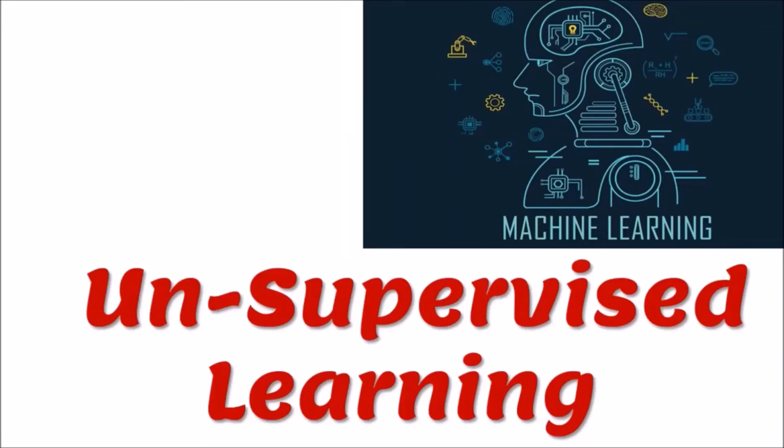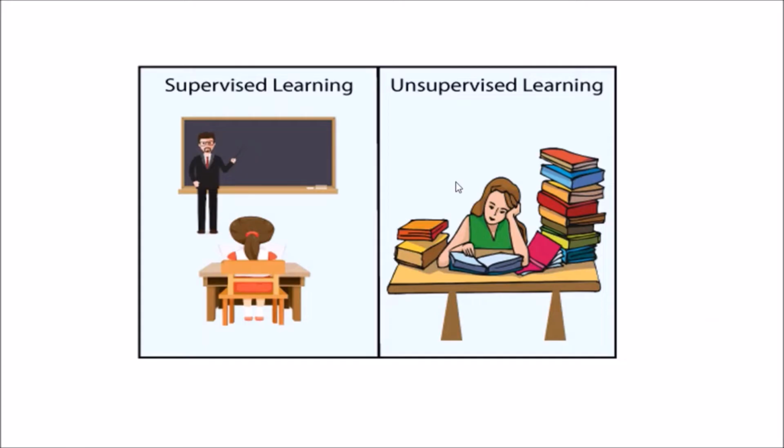This video is about unsupervised machine learning. In the last video, you learned about supervised machine learning. In supervised machine learning, along with data, we are providing a label also. So that's why this learning is under supervision. An example is shown here. The student is learning under the supervision of a teacher.